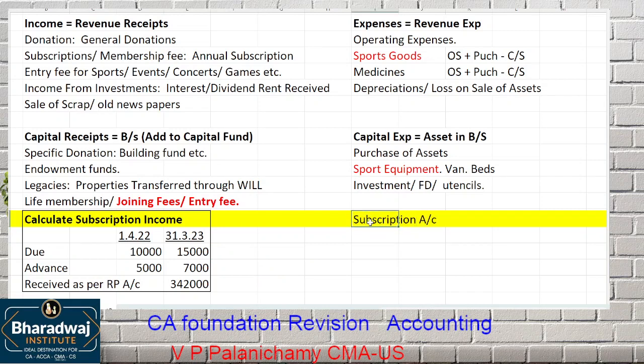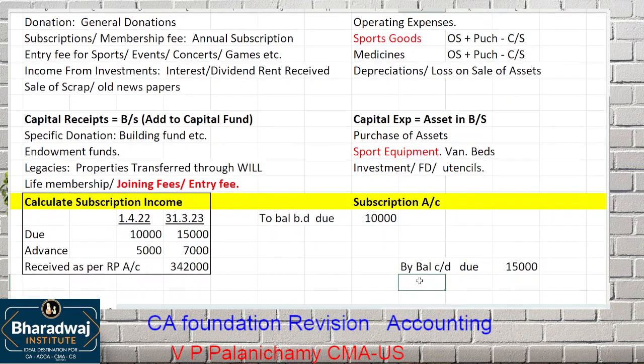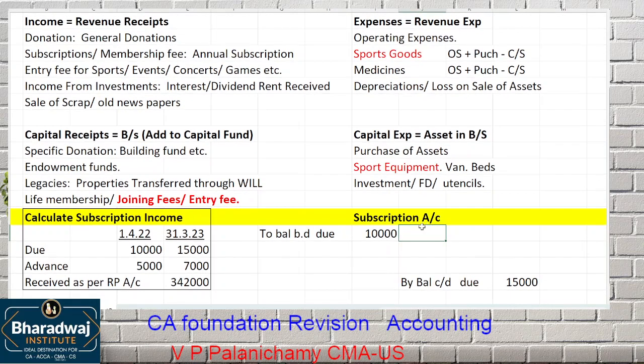Better to do subscription account, because sometimes they will ask reverse. They will give you income and ask you to find out what is received. So it's better to go by account method. We can do reverse working, but it's better to go by account method. To balance brought down is nothing but due at the beginning of the year. Assets will have debit balance. By balance carried down, due at the end of the year. What is due at the end of the year? 15,000. Then of course liabilities will have a credit balance.